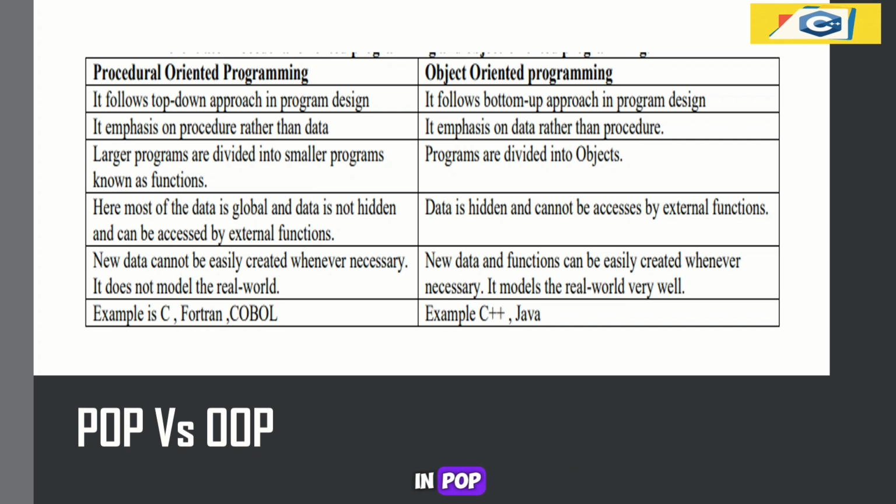In POP, most of the data is shared, data is not hidden and can be accessed by external functions. In OOP, data is hidden and cannot be accessed by external functions. Data is hidden in the sense that we have some access specifiers in OOP, like the private access specifier. If I am declaring some data with the private access specifier, the class can access the private data only inside the class and not outside the class.